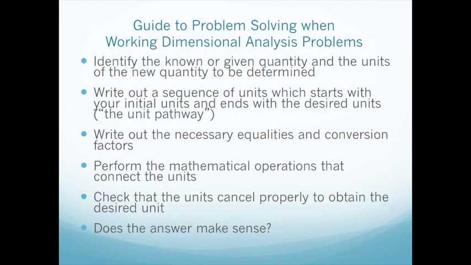So the summary of this process is that you identify the known or given quantity and the units of the new quantity to be determined. You write out a sequence of units which starts with your initial units and ends with the desired units, or the unit pathway. Then you write out the necessary equalities and conversion factors, and then you cancel out the units in the denominators and numerators that match up, and do the mathematical operations such as multiplication and division, and then make sure that your units cancel properly and that the answer makes sense.